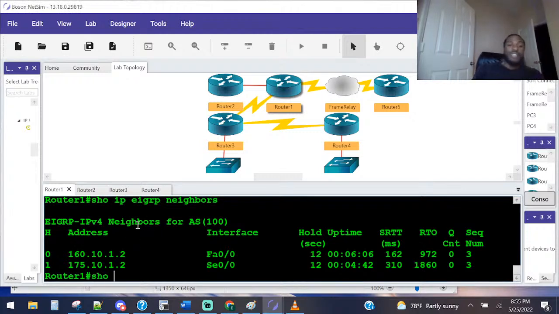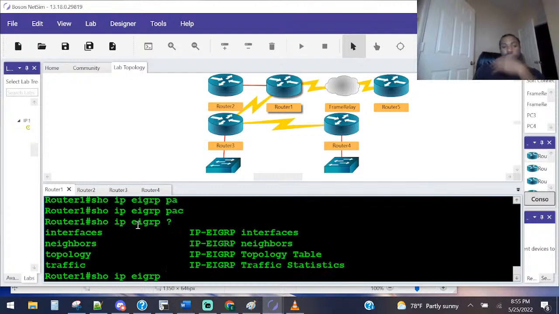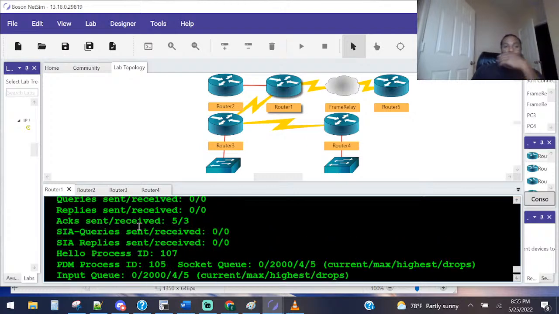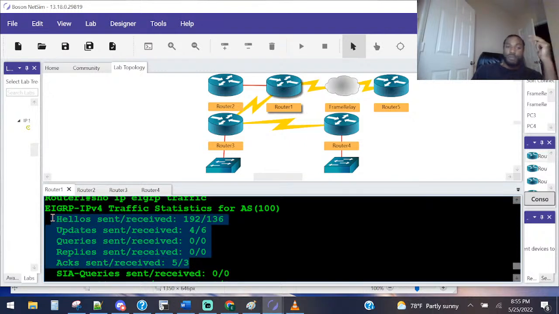He said on router 1, right? Yeah, show IP EIGRP packet, right? Is it? No. What is it? Traffic, I believe it is. Traffic. There they are, right there. So those are the packet types. Hellos, updates, queries, and replies. So I was right about that. There's 5 packet types.